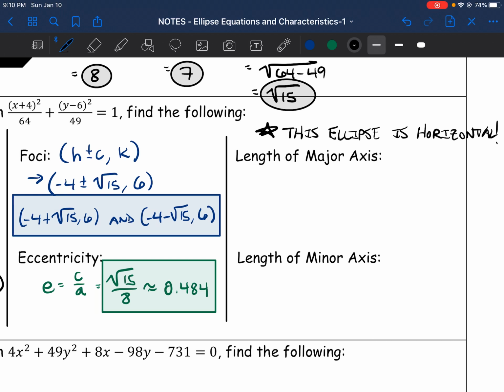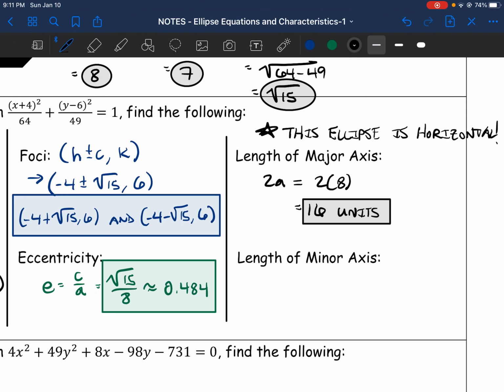Okay, so the length of the major axis is going to be the horizontal axis of symmetry, which means that we're trying to calculate 2 times a. Well, we know a is 8, so it's just simply 2 times 8, which is 16. It's a length, so we'll say units.